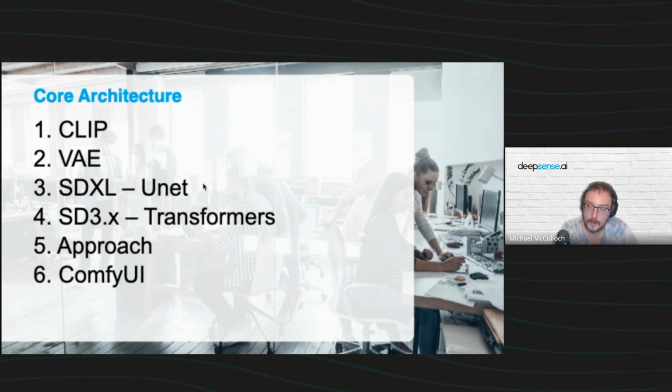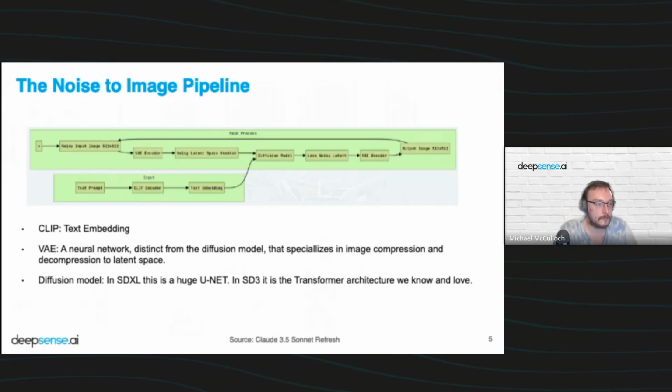As far as the core architecture, we'll cover CLIP, VAE, and two different approaches to producing images from noise or from feature maps directly. We'll talk about why we have to go the route that we take, and then we'll get into some examples. So this is my depiction of a simple noise to image pipeline.